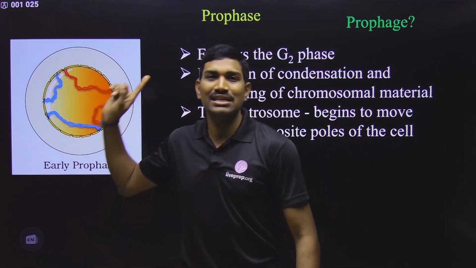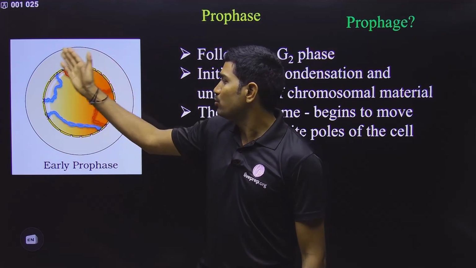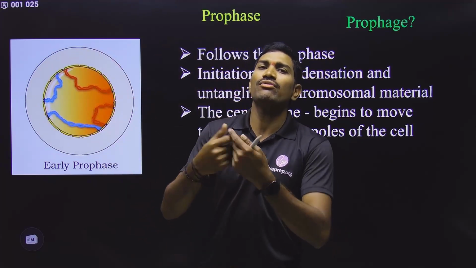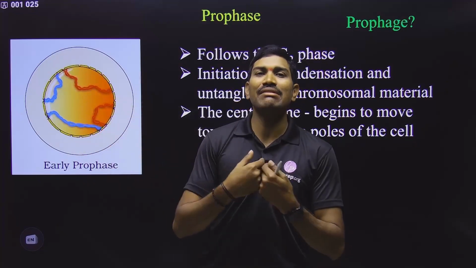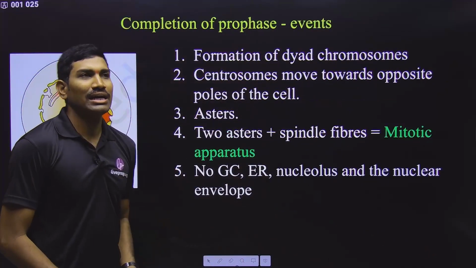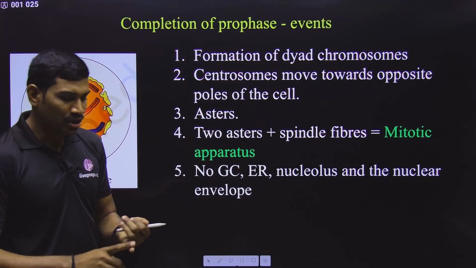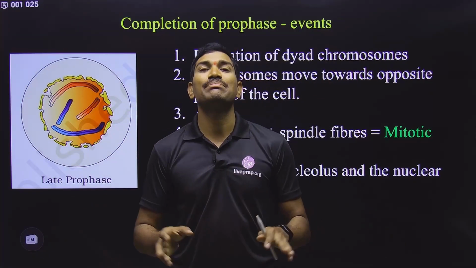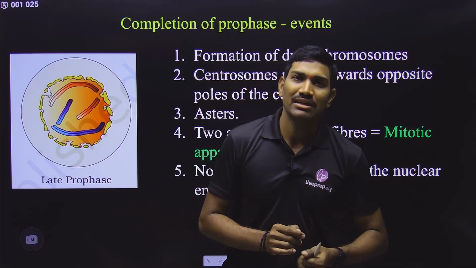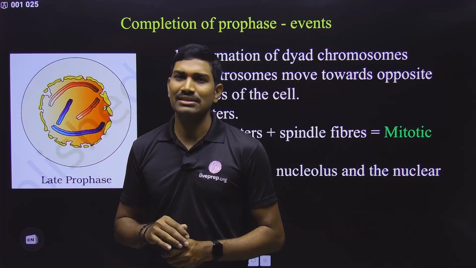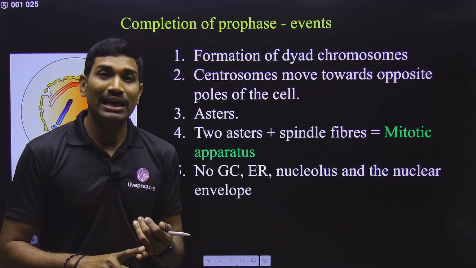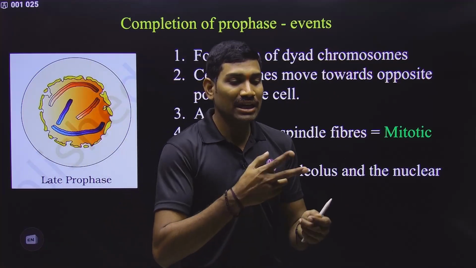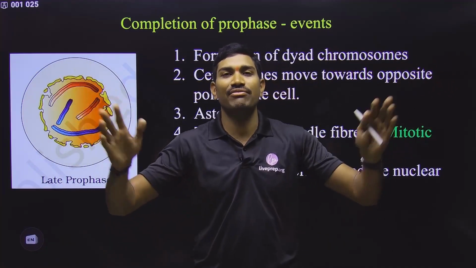So condensation begins in this prophase, and the nuclear membrane starts to break down. At the end of this prophase, the nuclear membrane will have completely disappeared. The endoplasmic reticulum, Golgi complex and nucleolus will also disappear. Now you need to understand: condensation is occurring, but why are the nuclear membrane, endoplasmic reticulum and Golgi complex undergoing disappearance? They are also undergoing breakdown and disappear from that location.